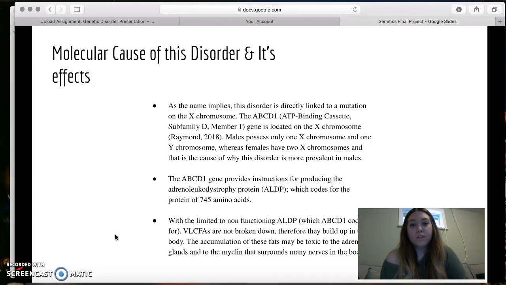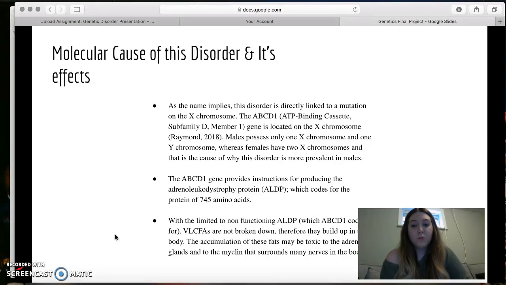And the molecular cause of this disorder and its effects: as the name implies, the disorder is directly linked to a mutation on the X chromosome. The ABCD1 gene, which is the ATP binding cassette subfamily D member 1 gene, is located on the X chromosome. Males possess only 1 X chromosome and 1 Y chromosome, whereas females have 2 X chromosomes, and that is why the disorder is more prevalent in males, as we learned throughout the weeks here.